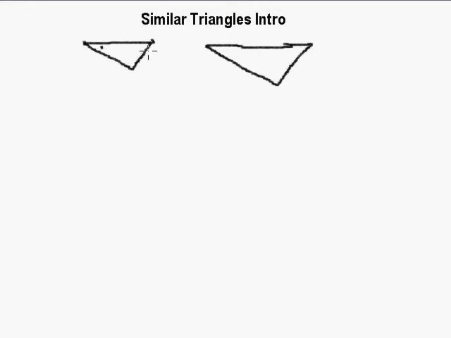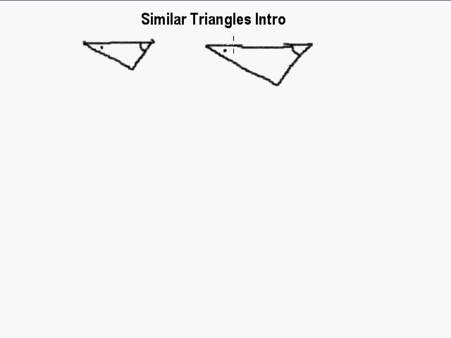So, we'll put some symbols in here. Let's put some dots in there. That signifies that these two angles are the same. And then we'll put, say, an angle symbol in there, an arc. Okay, now that those two are the same, because these things have the same shape, they are now similar triangles.